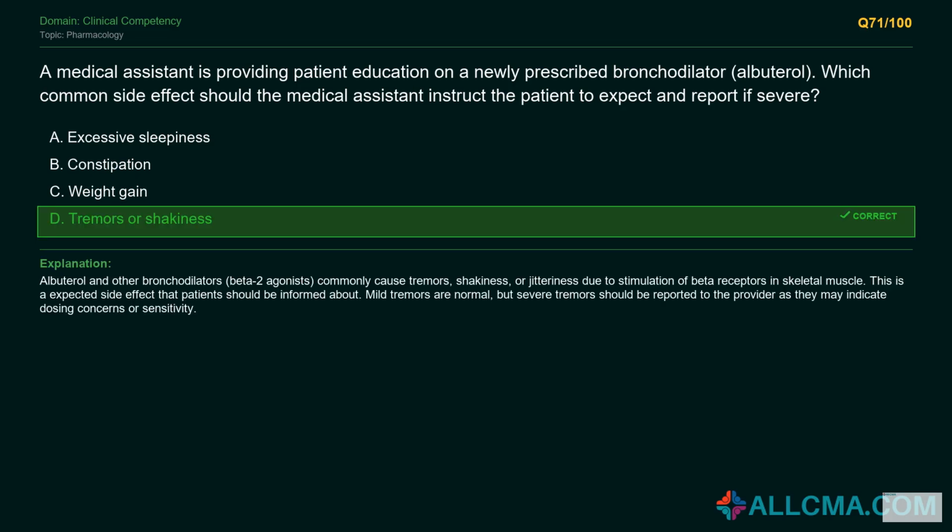The correct answer is D. Albuterol and other bronchodilators, beta-2 agonists, commonly cause tremors, shakiness, or jitteriness due to stimulation of beta receptors in skeletal muscle. This is an expected side effect that patients should be informed about. Mild tremors are normal, but severe tremors should be reported to the provider as they may indicate dosing concerns or sensitivity.